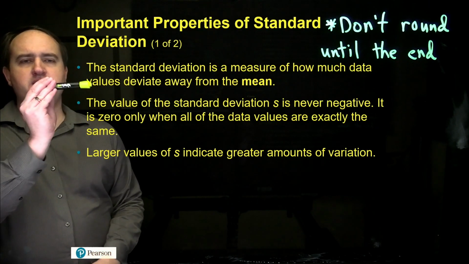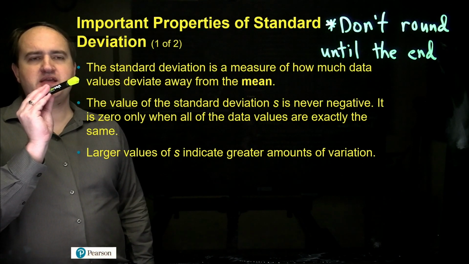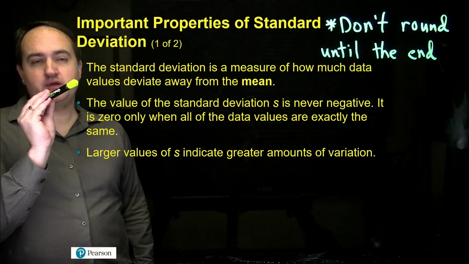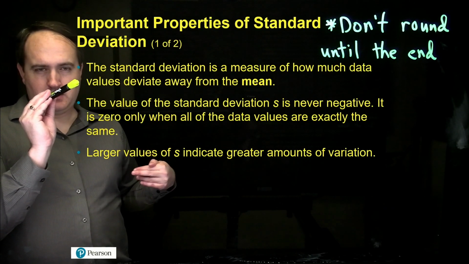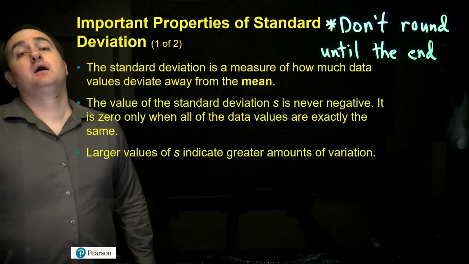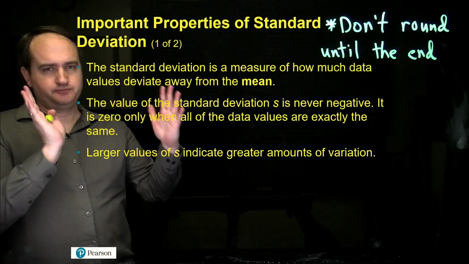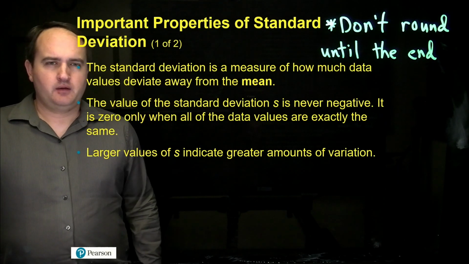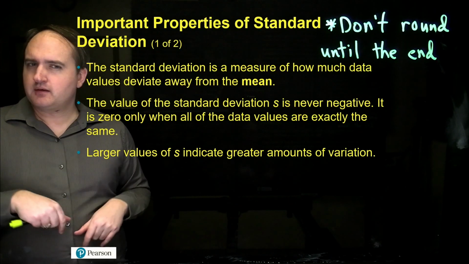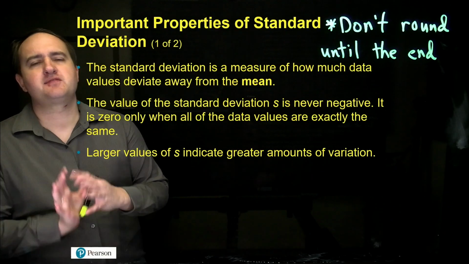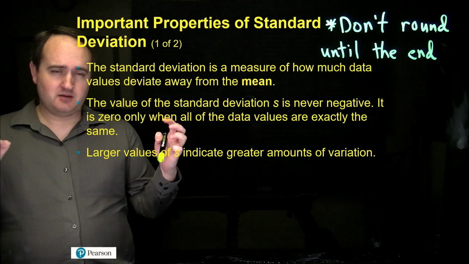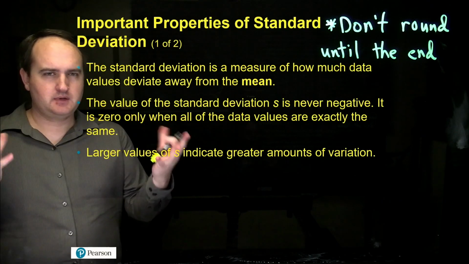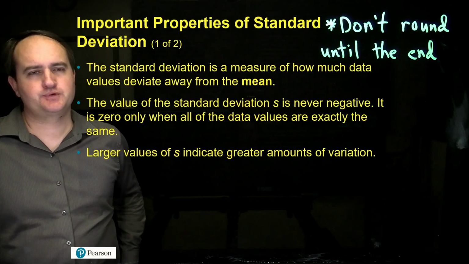Okay, so the standard deviation is a measure of how much data values deviate away from the mean. As we could see from the long formula that we just went over in some detail, because we're subtracting each data value from the mean, then squaring, and then dividing by the number of data values minus 1, it's pretty similar to the idea of finding the average or mean variation between each data value and the average, which is the mean.